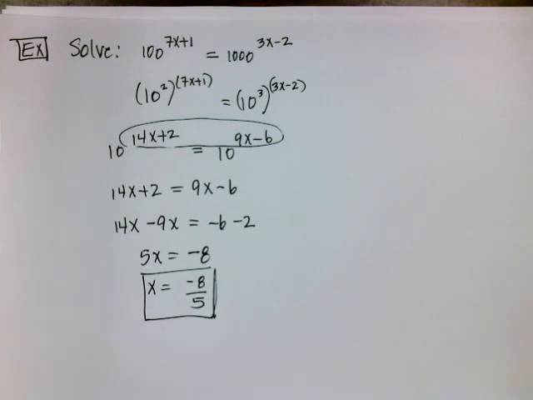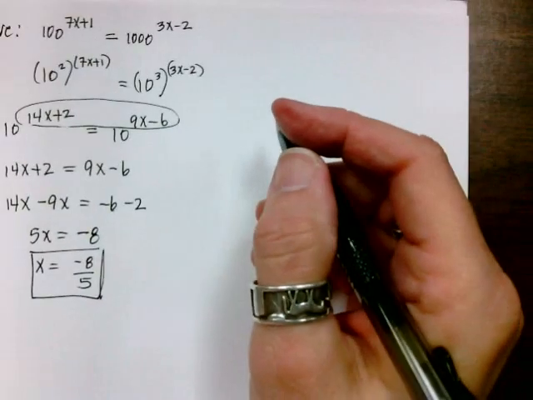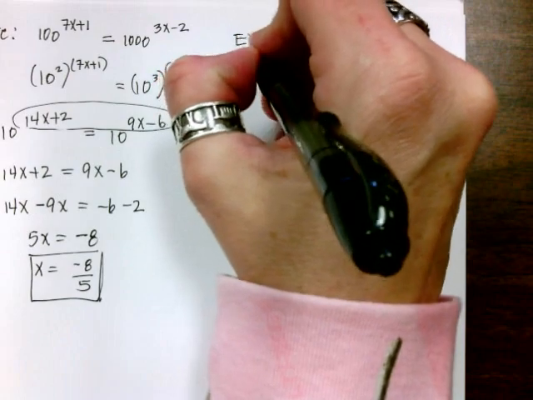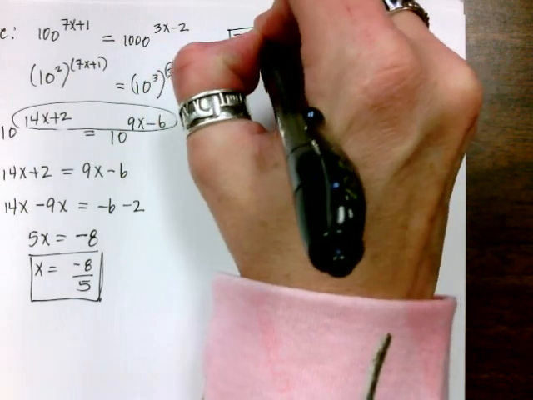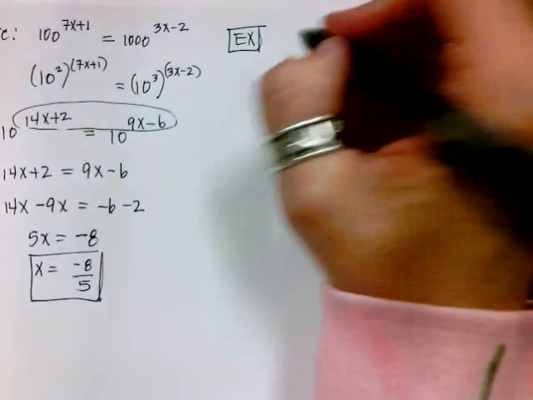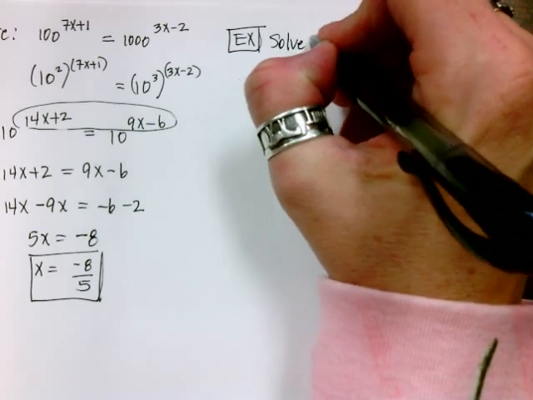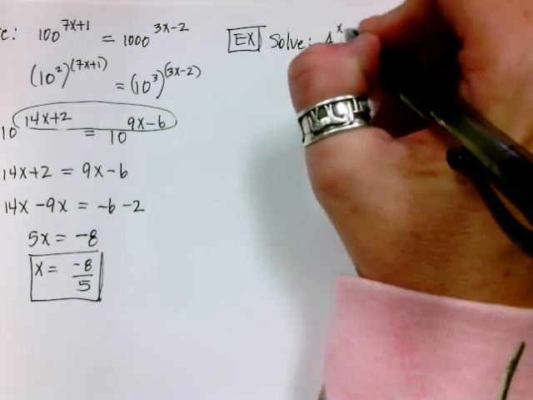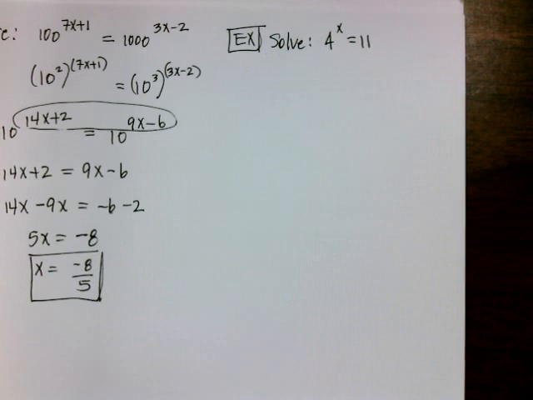Alrighty. Now let's do a different type of example, and I'm just going to stick with the black. I think the pink is really hard to see. Alright, this one again says solve. And I'm going to have 4 to the x is equal to 11. I can't make the bases be the same because 4 and 11 are not going to work. So I'm going to show you a couple of different methods.